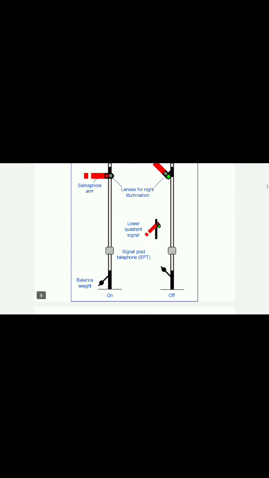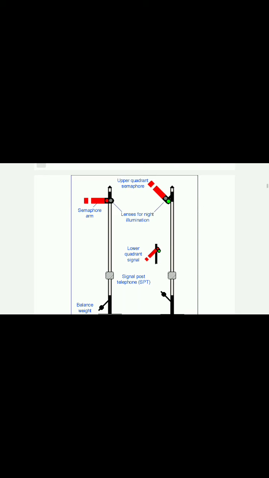In this picture you can see a horizontal arm in a post with a white strip in it. This is called a semaphore arm. When it is in horizontal position, the signal is said to be on and the train driver has to stop the train from further proceeding. In the next picture, you can see the semaphore arm is inclined. This position is called off position and this position gives green signal for the driver to proceed further.